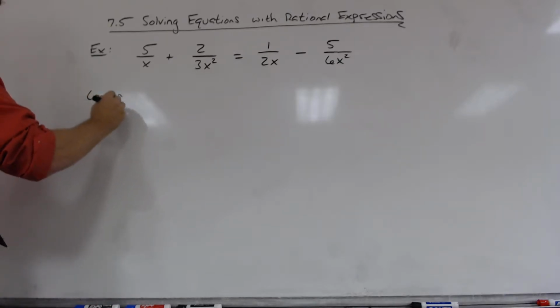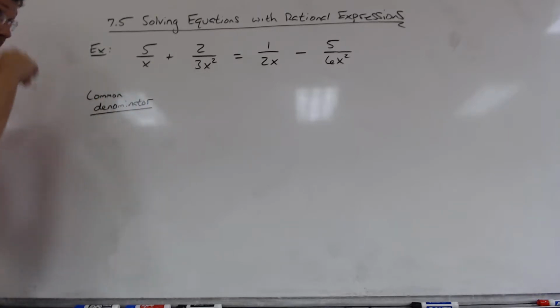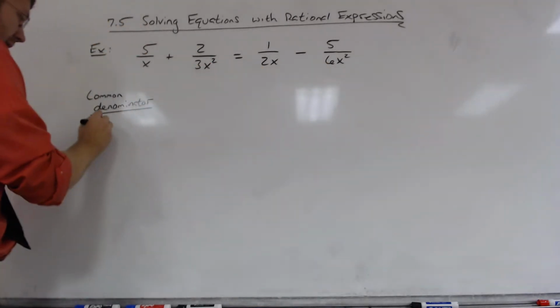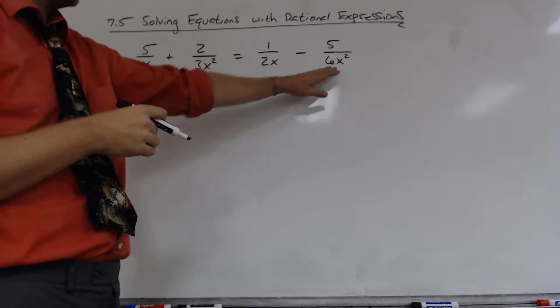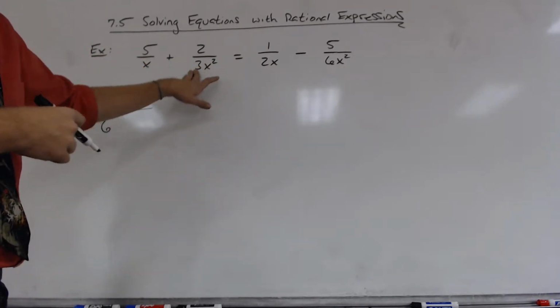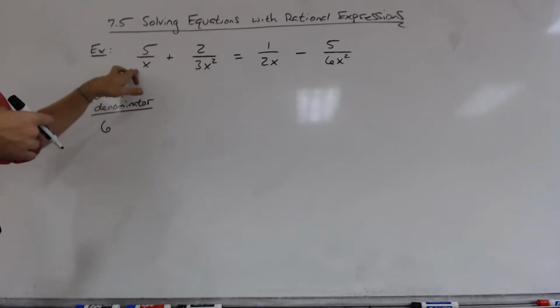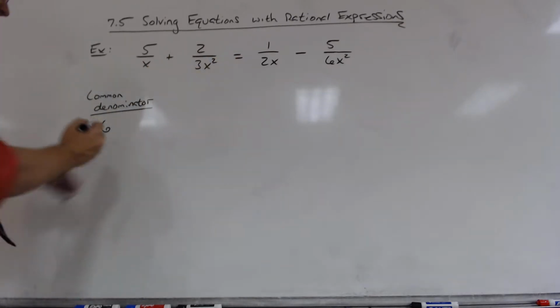my common denominator is going to be 6, right? Because I can build all of these denominators into a 6. I can turn this 2 into a 6 by multiplying by 3. I can turn the 3 into a 6 by multiplying by 2. And I can turn this denominator into a 6 if I multiply it by 6. So all of these can be built into a 6.